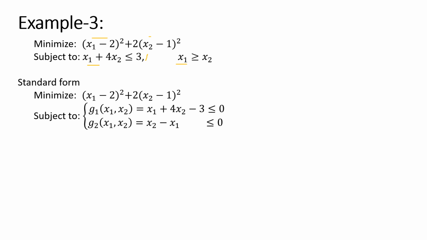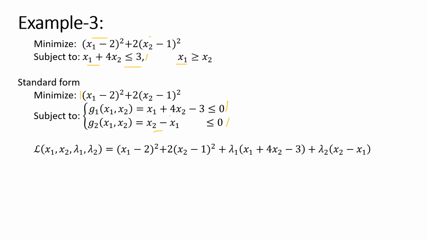In standard form, the objective function doesn't need to be changed, and the constraints are g1(x1, x2) is x1 plus 4x2 minus 3 is less than or equal to 0, and x2 minus x1 is less than or equal to 0.